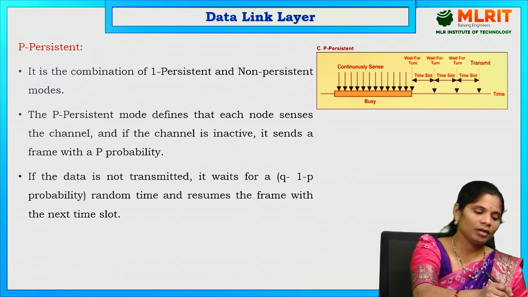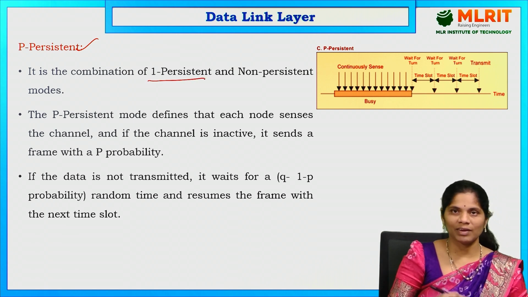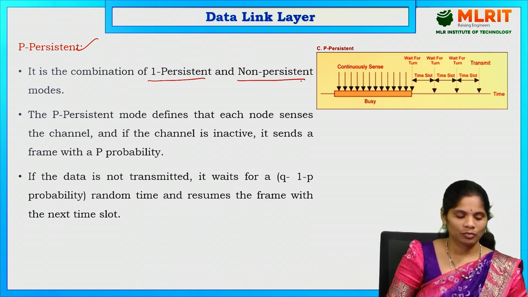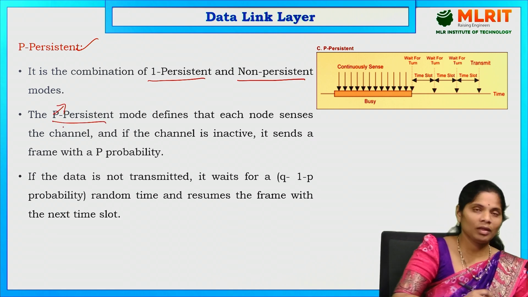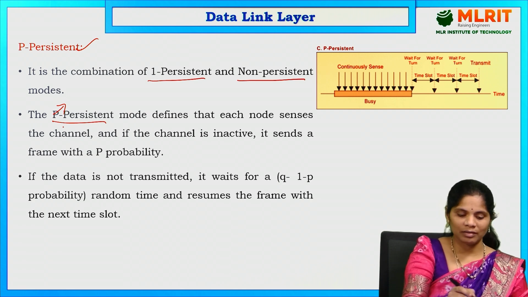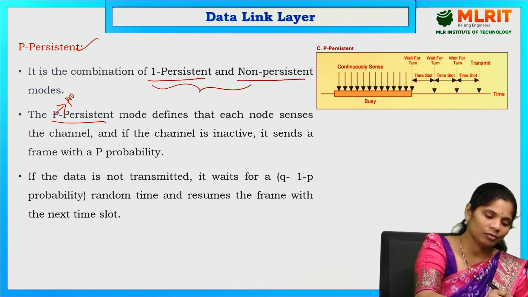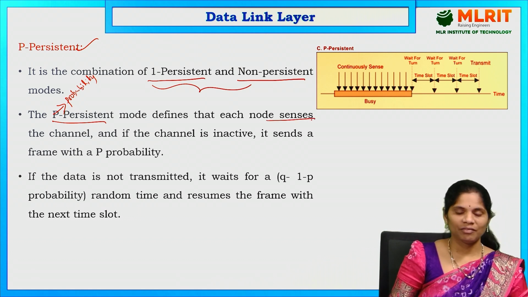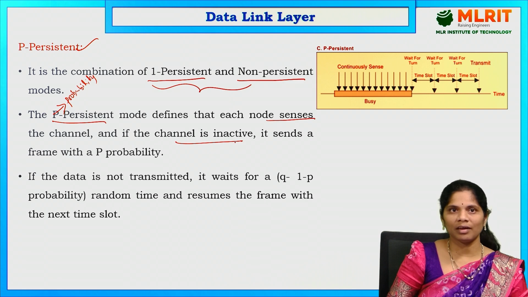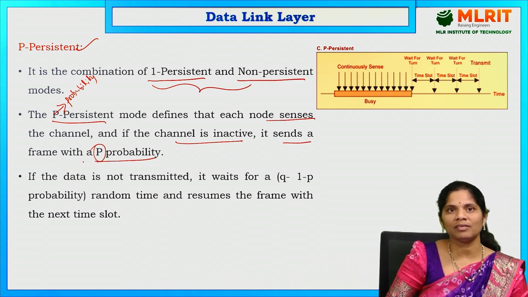And the next one is the p-persistent CSMA access mode. It is a combination of one persistent as well as non-persistent CSMA. P is about probability. Mainly it is talking about probability. Each node senses the channel, and if the channel is idle, it will send the frame with probability P.